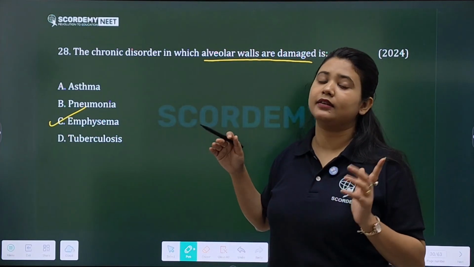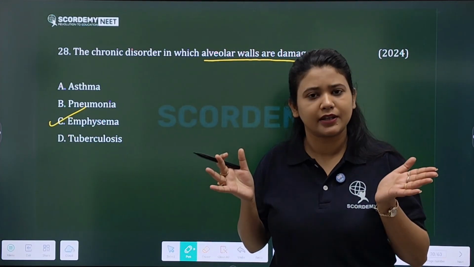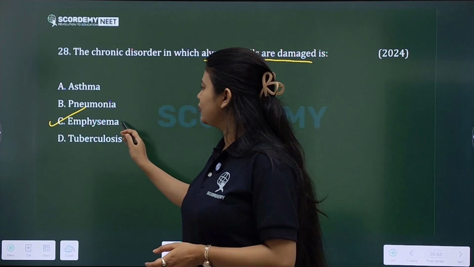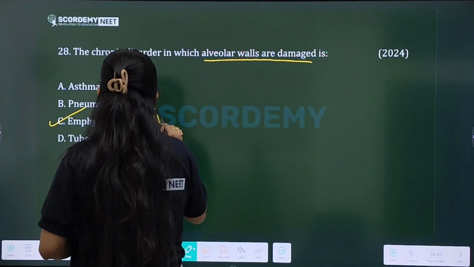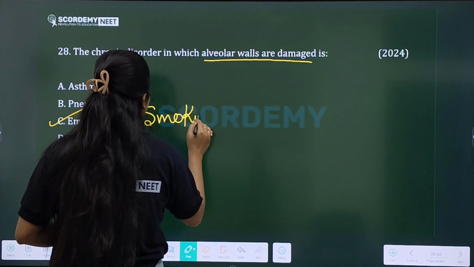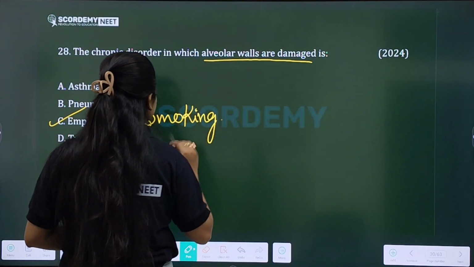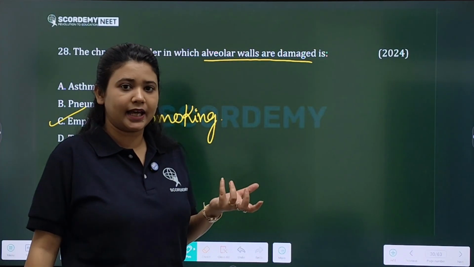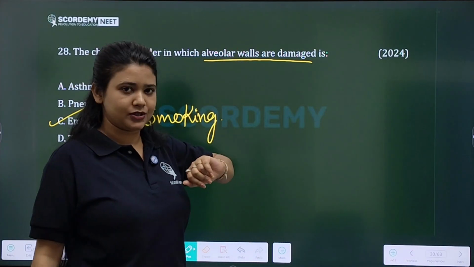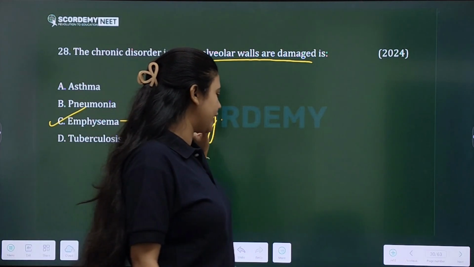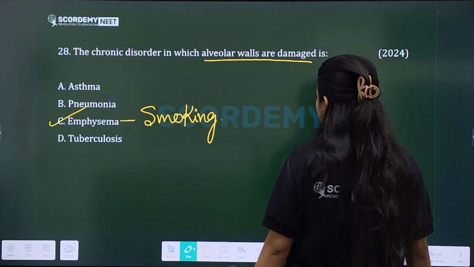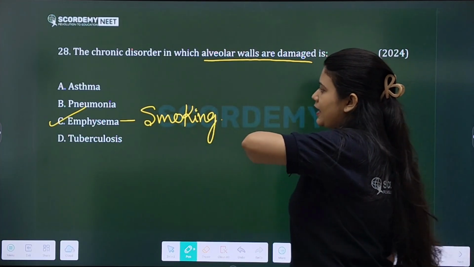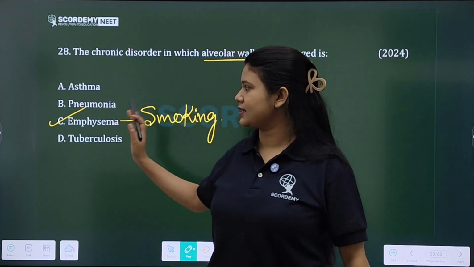get damaged, and the person experiences chest tightness and difficulty in breathing. These symptoms you will see. The cause is your smoking, this is the major cause of your emphysema, because smoke contains nicotine, and it damages the alveolar walls. Alveolar walls get damaged due to smoking, thus leading to emphysema. So here the correct answer is your emphysema.